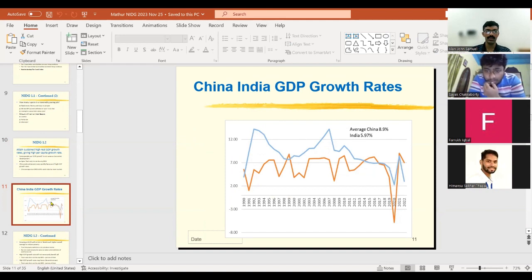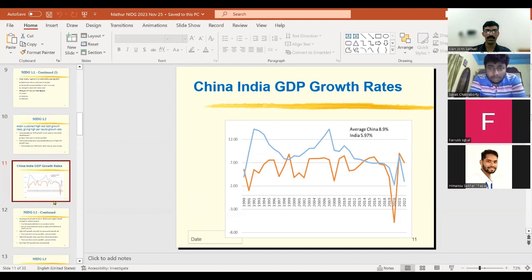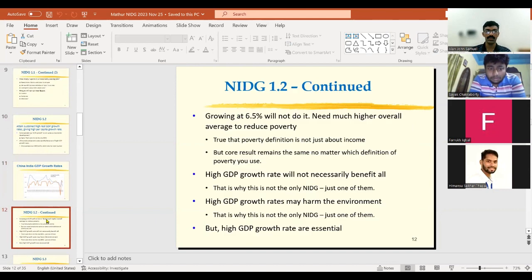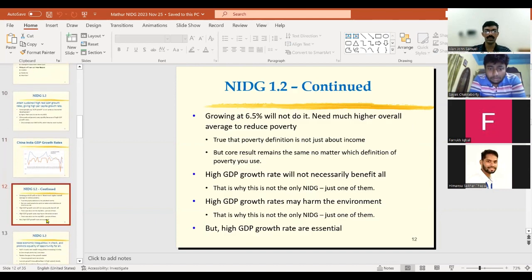There's not much new in this, except we can see China and India GDP growth rates. The average China real GDP growth rate from 1990 till present is 8.9%, and India is 5.97. So if you are 3 percentage points behind China on average, you are not going to make it. So high GDP growth rates are essential.